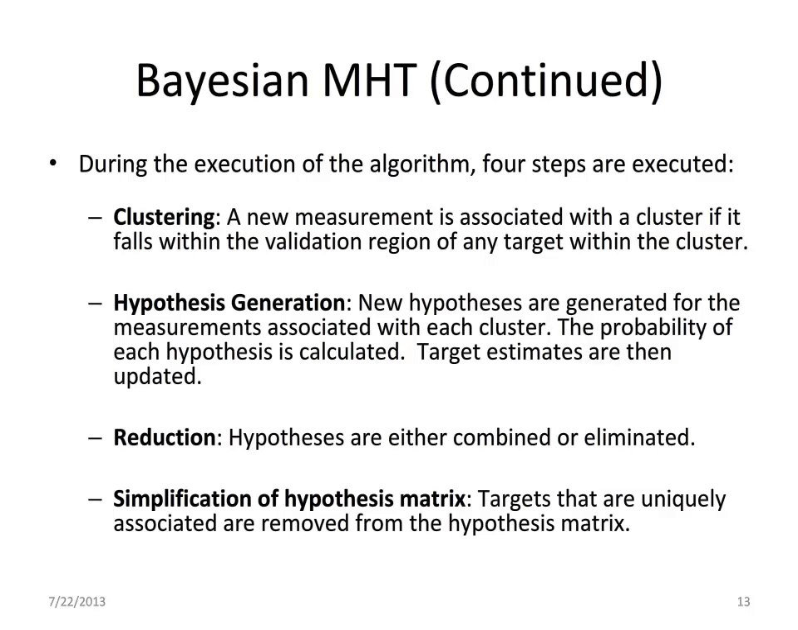Your target estimates are updated. Then you reduce by combining or eliminating hypotheses, and you simplify the hypothesis matrix and targets that are uniquely associated. In other words, you can't put them in a cluster. They're not proximate to any other targets. They're not targets of interest. They're outside your surveillance region. They would be removed from the hypothesis matrix.